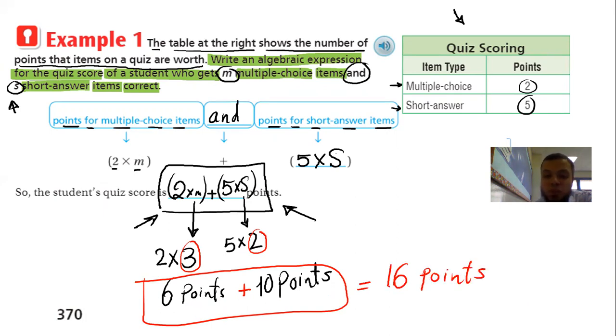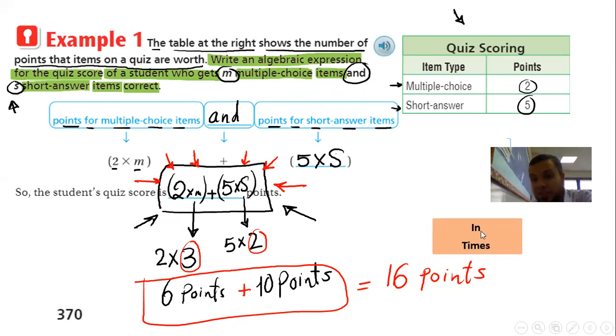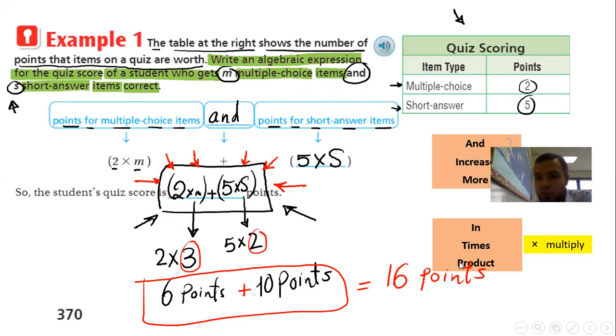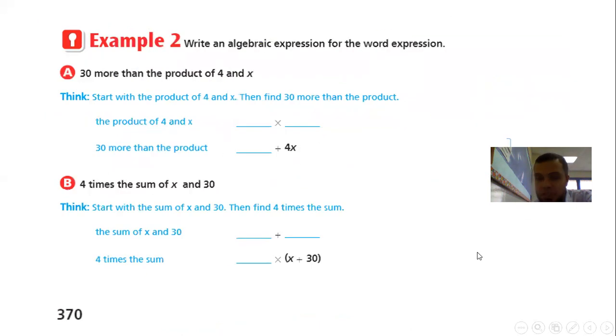Okay, but I don't want you to write anything here below the question. I need only you to understand how you can write the algebraic expression to represent that situation. I know it's a little bit hard, but you need to practice simple examples, then you will understand the hardest ones. Don't forget the word times or product means multiply, and increase or more or the sum means plus.